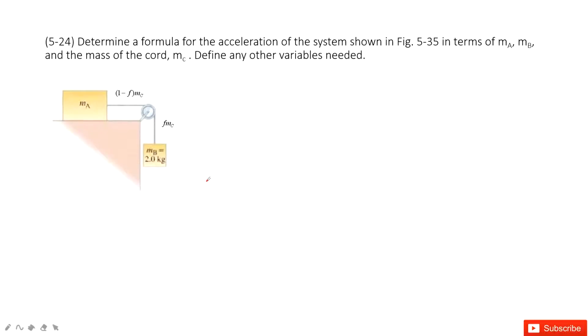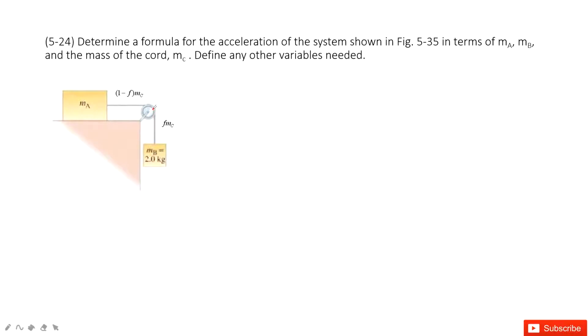Let's look at problem 24 in chapter 5. This is our follow-up problem. In this one, we still have objects A and B connected by a cable that goes around a pulley. In this one, we need to consider the mass of the cable. So we can consider it.